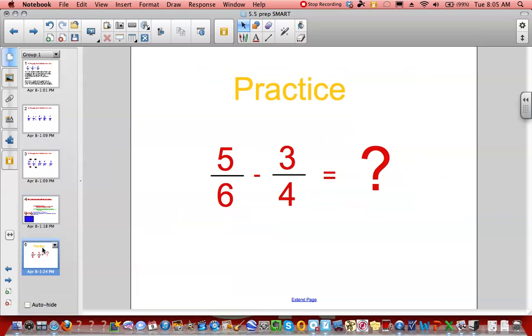So, your practice question. 5 over 6 minus 3 over 4. Find the answer and bring it into class.